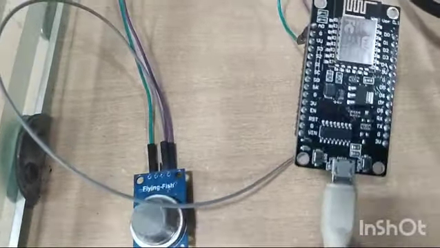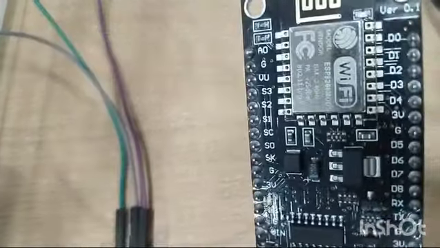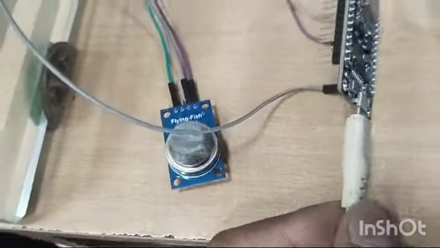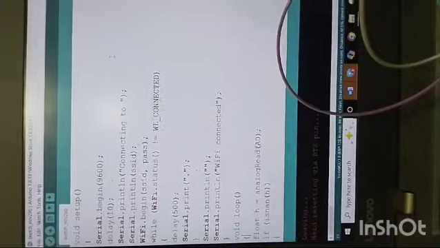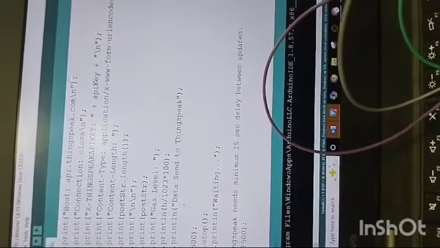Here I am connecting the ESP8266 microcontroller with the MQ2 gas sensor. So this will detect the gas. This is the coding part written for this gas sensor and ESP8266. If we spray a gas or anything near the gas sensor, then the gas level will change.